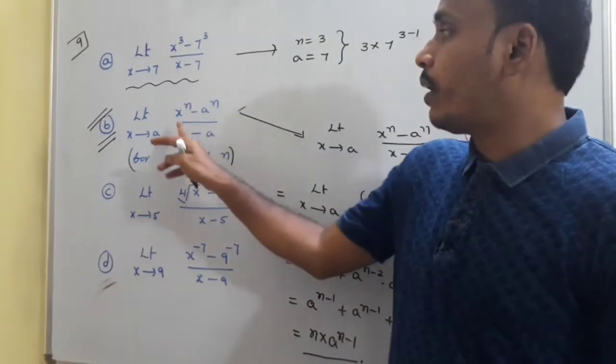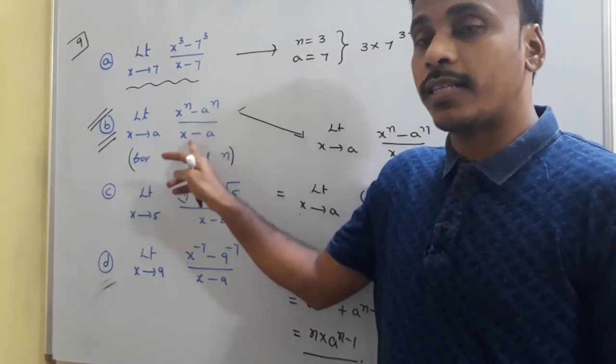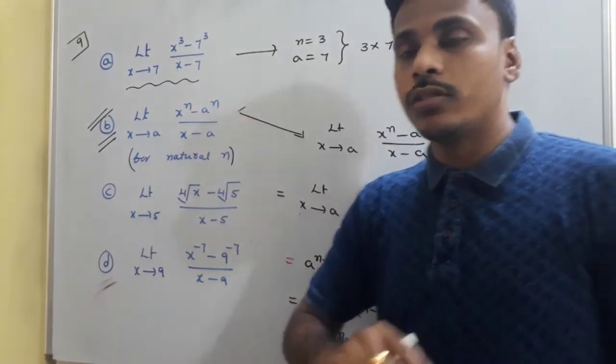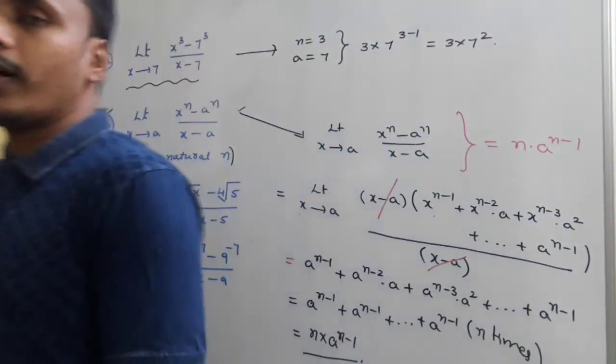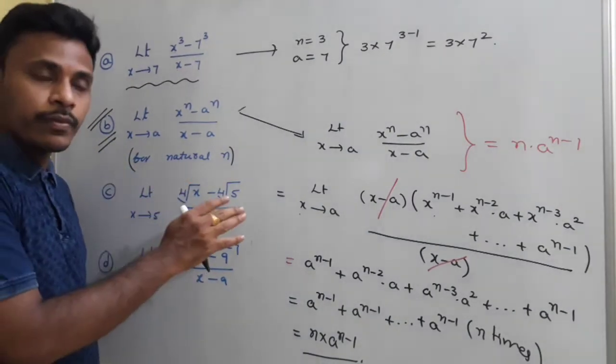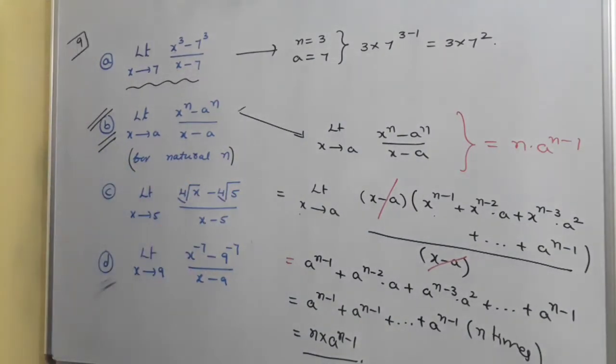So at the end you need to memorize, you need to identify every time that if the function is of the format x power n minus a power n by x minus a, then its limit value is directly n into a power n minus 1. Okay, that's it. Have a look.